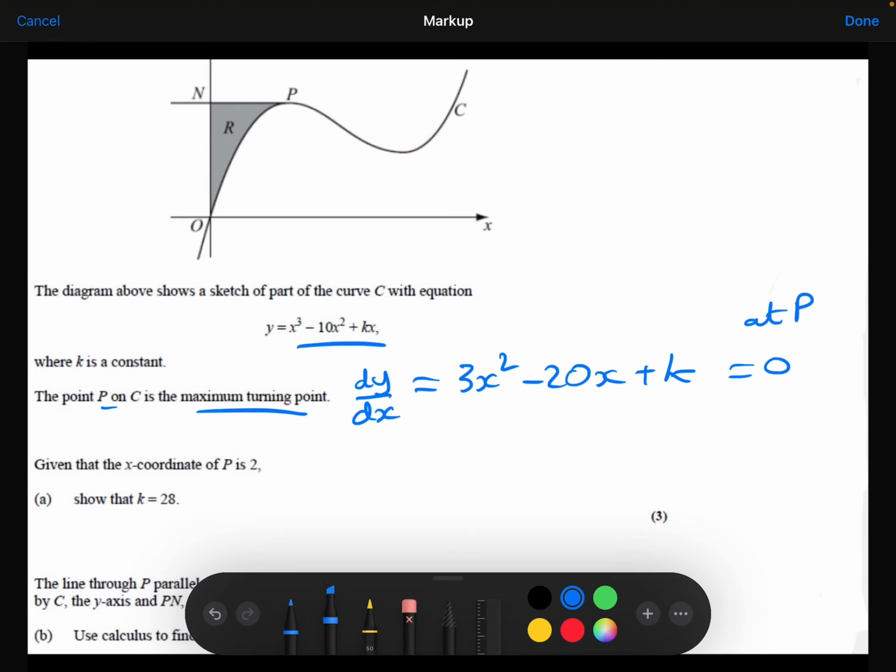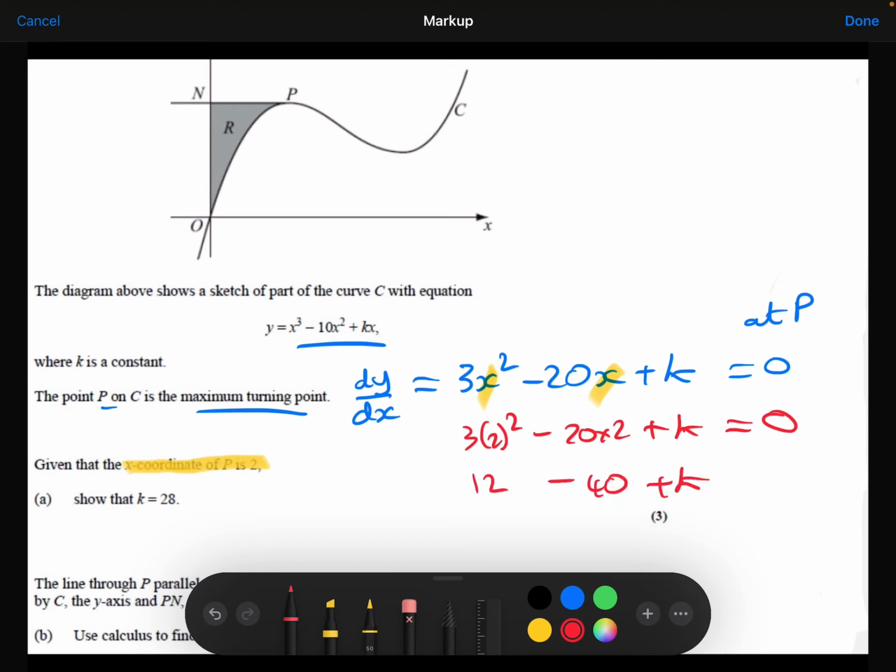And we're told that point P has got the x-coordinate 2. So if I substitute 2 here and here, that's going to allow me to work out what k is. So 12 minus 40 plus k equals 0. So k equals 28, which was what we needed to show.